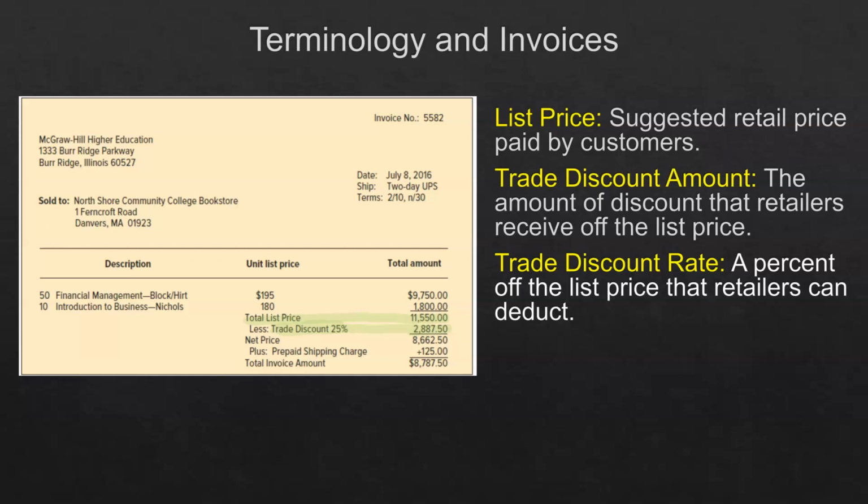And then the trade discount rate is the percent, which is also listed. So we have the percent, which is 25%, and then we have the amount of the $2,887.50. So those are just some things to look at whenever you're looking at an invoice.